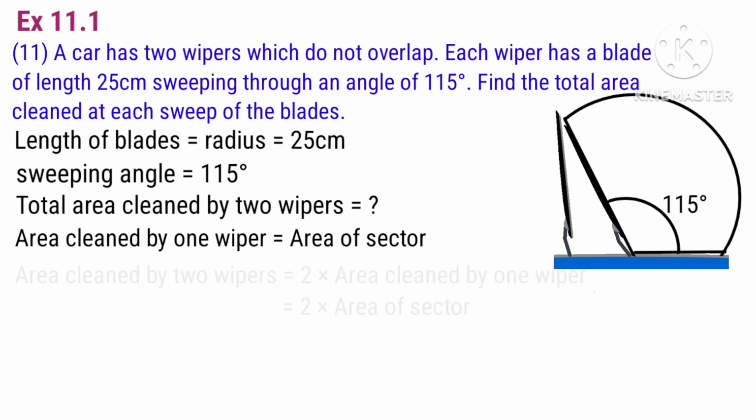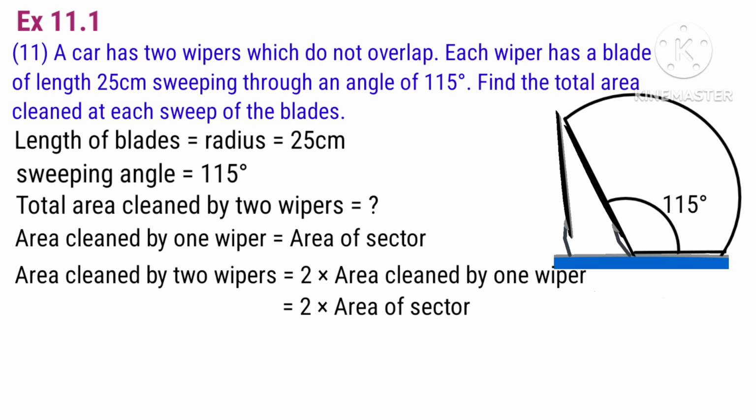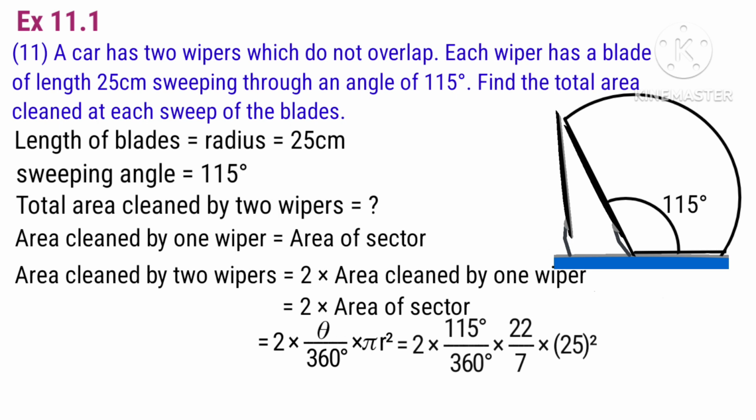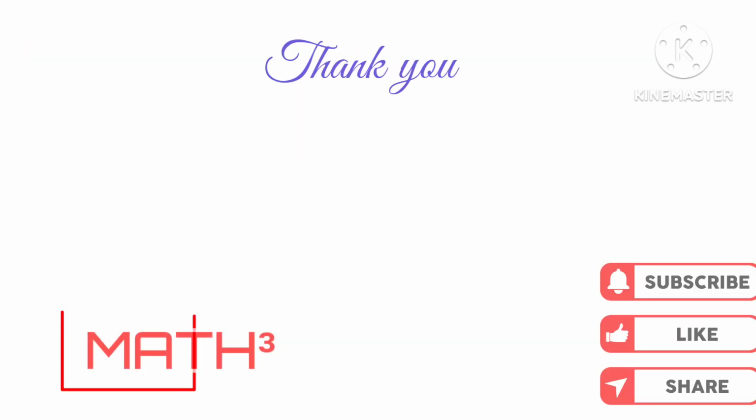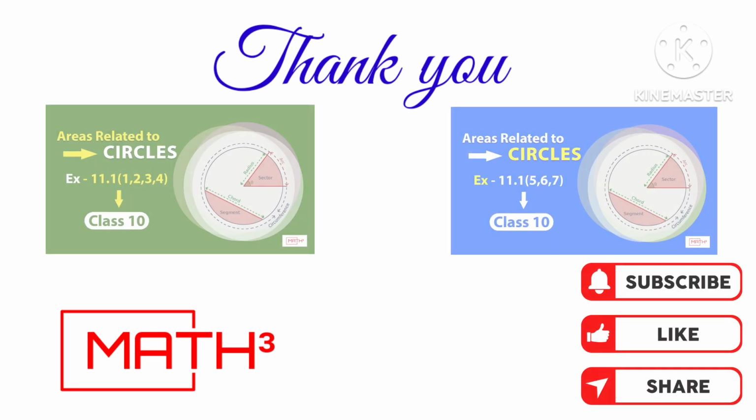So we can easily say area cleaned by two wipers equal to 2 into area cleaned by one wiper, that is 2 into area of sector. So when we substitute, we'll get 2 into theta divided by 360 degree into pi r square. So when we substitute the values, we'll get 2 into 115 divided by 360 degree into 22 divided by 7 into 25 to the power of whole square. So when we do simplification, we'll get 1,58,125 divided by 126 centimeter square. So total area cleaned by two wipers equal to 1,254.96 centimeter square.